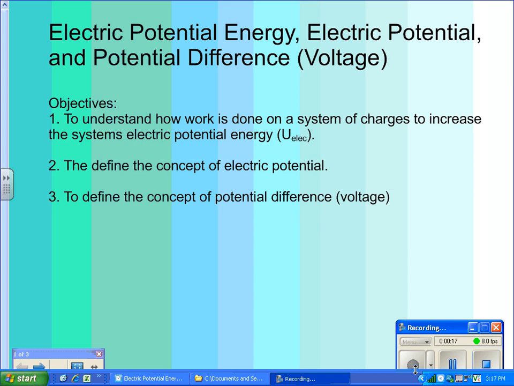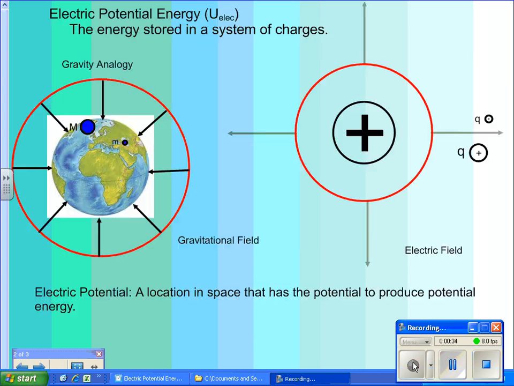The objectives of this video lesson will be, one, to understand how work is done on a system of charges to increase the system's electric potential energy, which we'll call U sub elect; two, to define the concept of electric potential; and three, to define the concept of potential difference. So let's go ahead and get started.